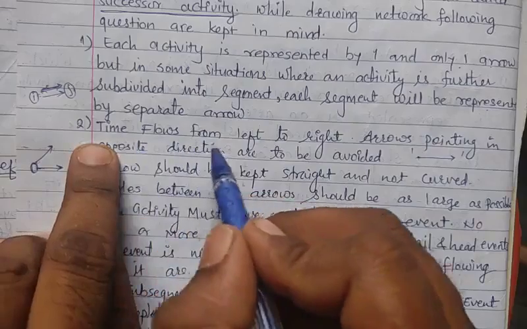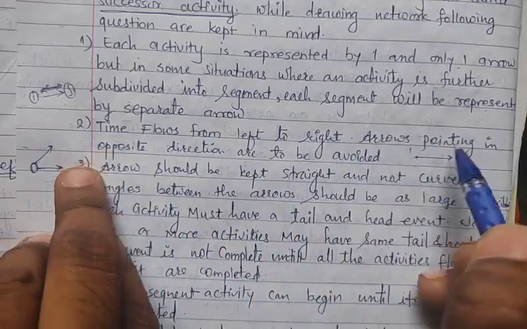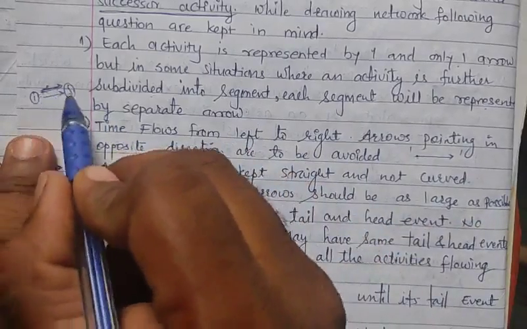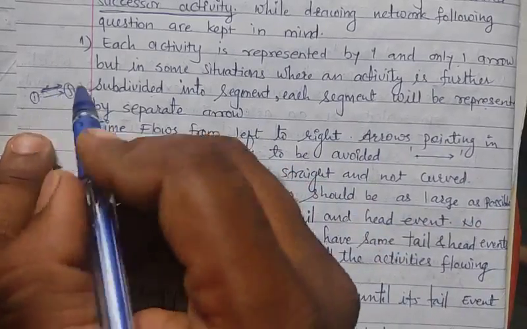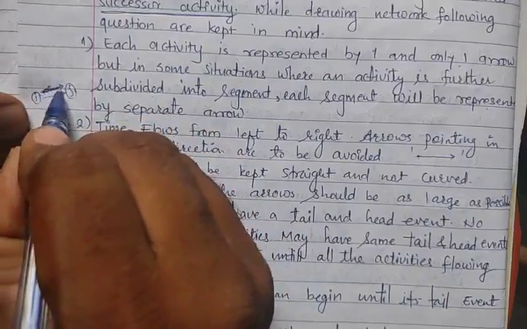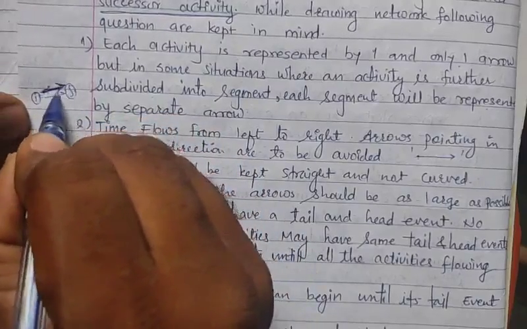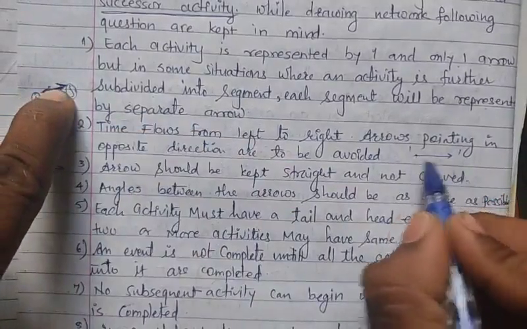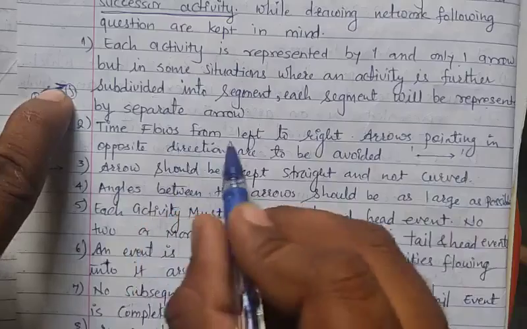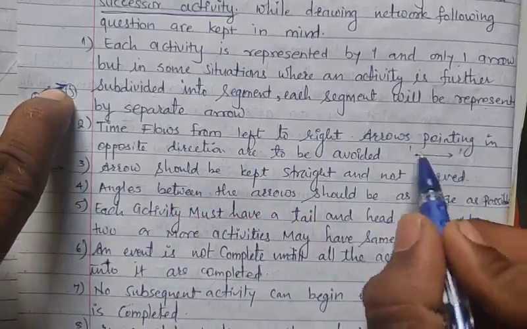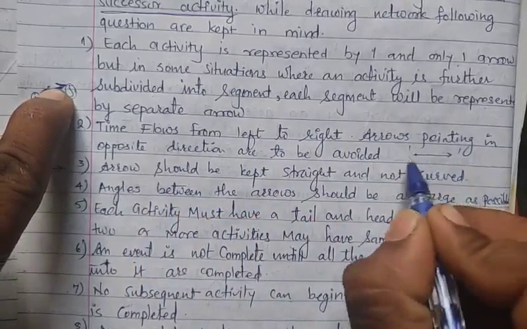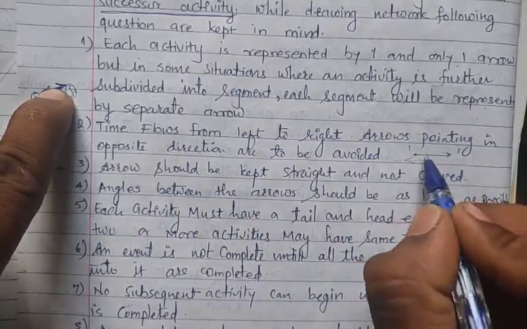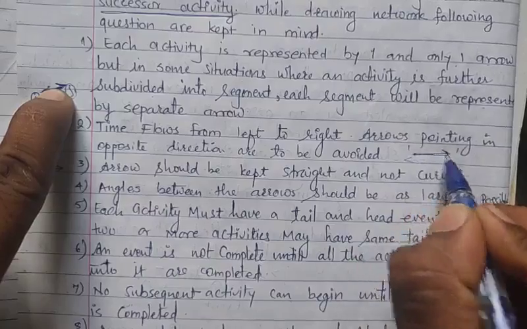Now time flows from left to right, so arrows pointing in the opposite direction are to be avoided. If we have these two events, we must draw the activity in this direction, with only one arrow. So time flows from left to right. We use only these directions, not the backward direction. So we don't use this direction; we always use this direction.